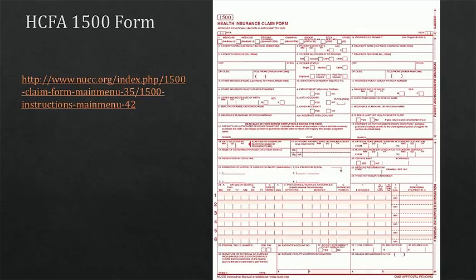Here is an example of a HCFA 1500 form. Instructions for completing this form can be found at the link provided on this slide. It will tell you exactly what information is required in each field of the form. Because the ANSI formatting for electronic billing can vary by payer, I am not able to provide you an example of that. However, all of the same information needed for a HCFA 1500 form will be required to complete the ANSI form for claim submission.